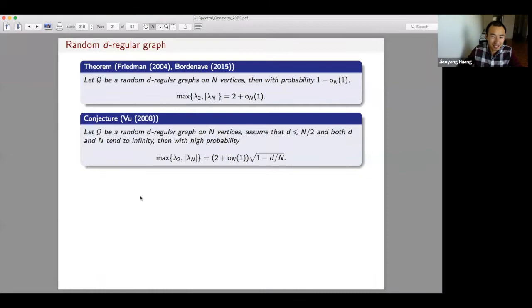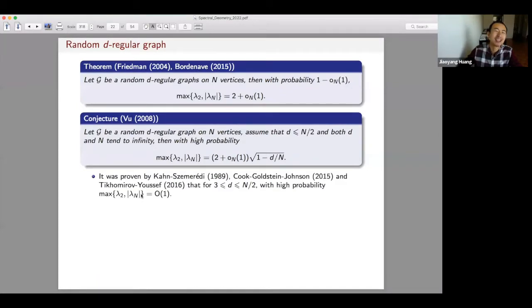Even before Vu's conjecture, people had already started studying those random D-regular graphs where the degree D grows with the size of the graph. First by Han and Liberty, by Cook, Goldstein, and Johnson, and finally by Tikhomirov and Youssef. Their results were first for D smaller than square root of n, then D smaller than n to the 2/3, and finally for D, let's say, equal to n over 2.